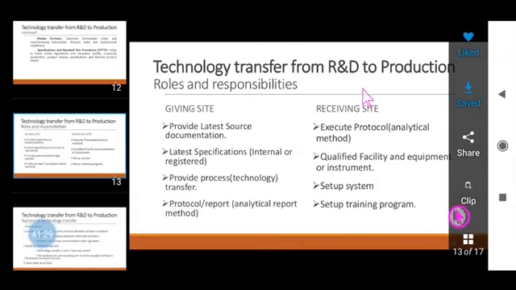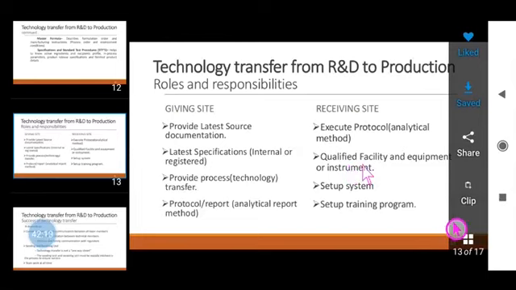And in the receiving side, before the actual manufacturing starts, all the things must be checked out whether they have been properly executed after receiving from the giving side. So executing the protocol for analytical method, this is a must. Before the manufacturing actually starts, we have to execute the protocol of analytical method. Then the qualified facility and equipment or instrument. The facility of manufacturing must be qualified so as to accommodate the new technology.